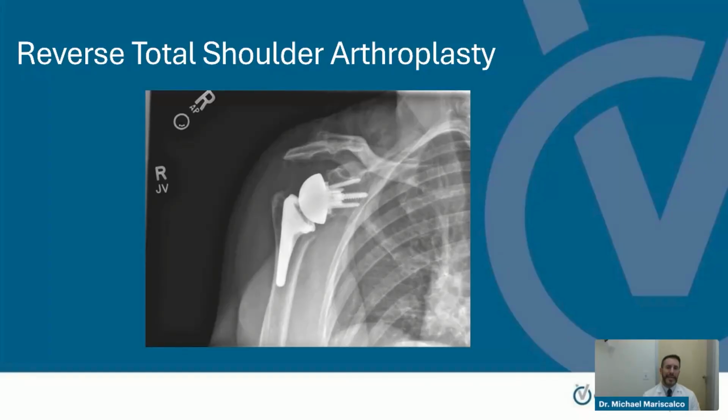And so again, designed for patients that have chronic rotator cuff tears with arthritis, although there's been some recent studies looking at even using it for some patients that have severe osteoarthritis, possibly with significant deformity of the socket that you cannot correct with a normal polyethylene implant that we had looked at previously. Next slide, please.